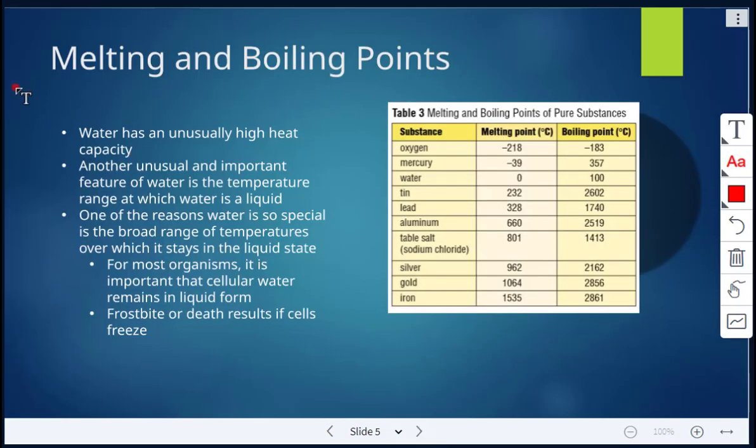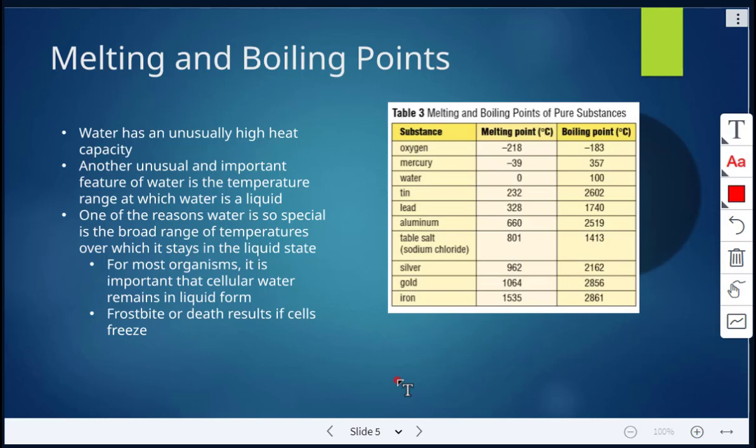Here we're just looking at some melting and boiling points of some pure substances. Water is on there, melting point is 0 degrees Celsius, and the boiling point is 100 degrees Celsius. There are some more shown here as well. But keep in mind that water does have an unusually high heat capacity. An important feature of water is the temperature range at which water is a liquid, from 0 to 100 degrees Celsius.